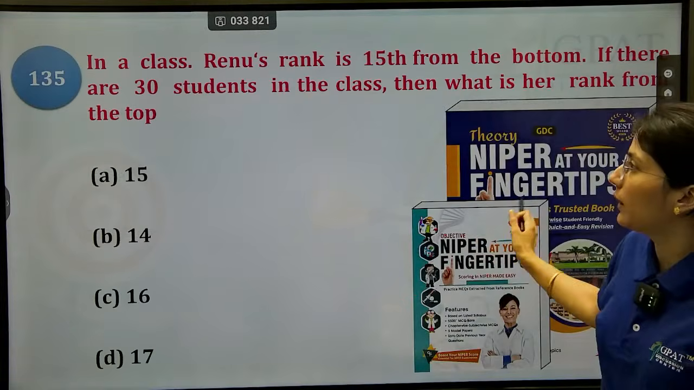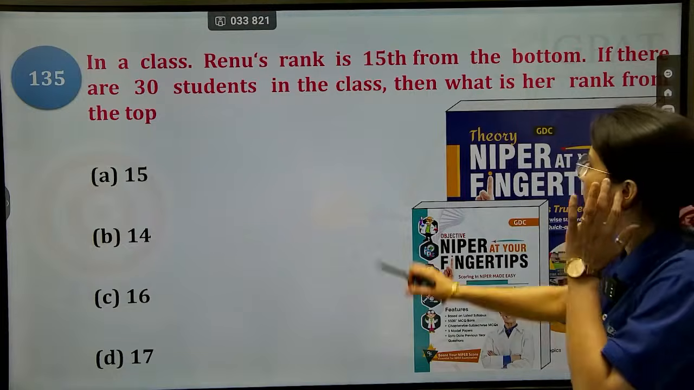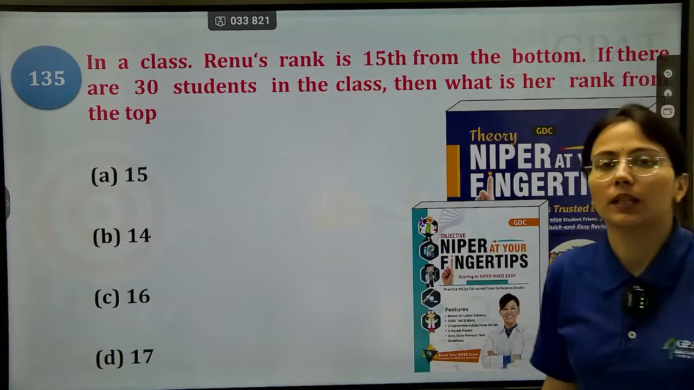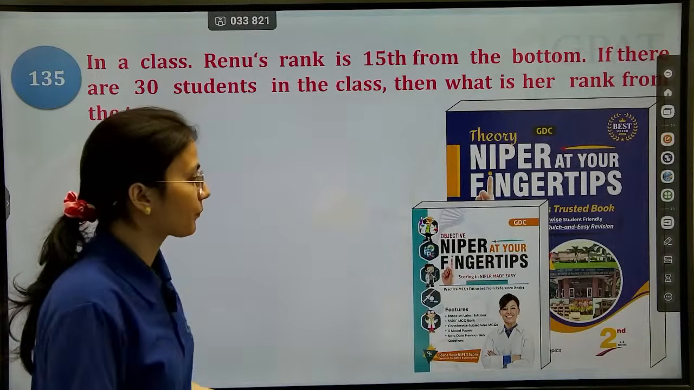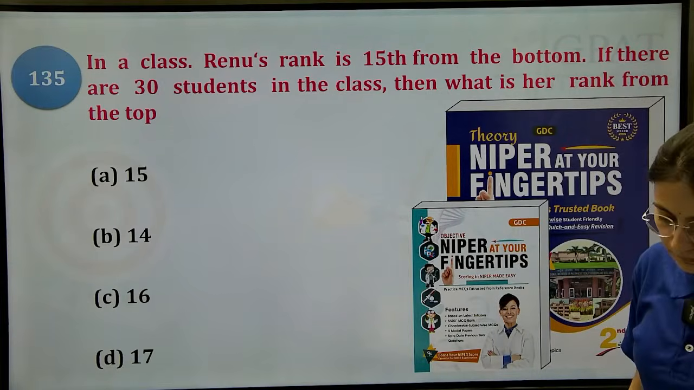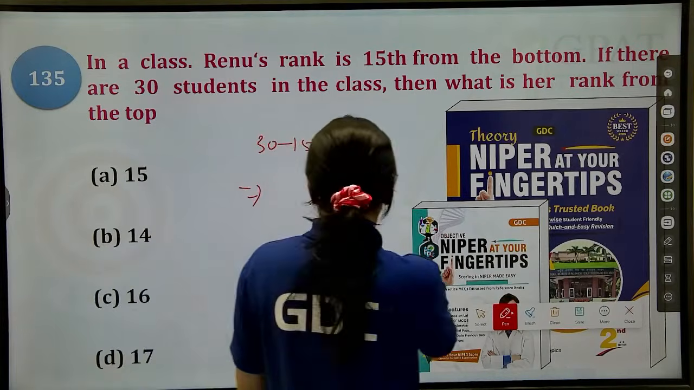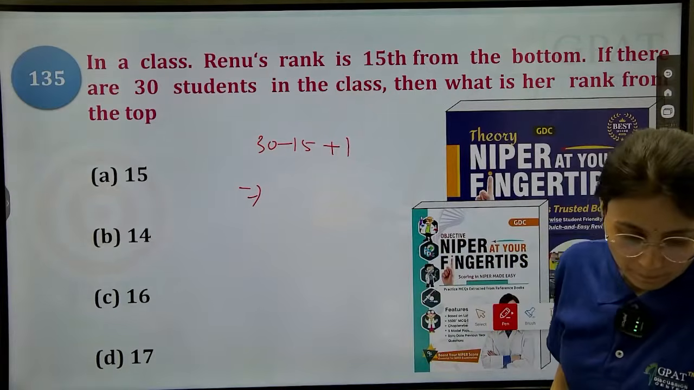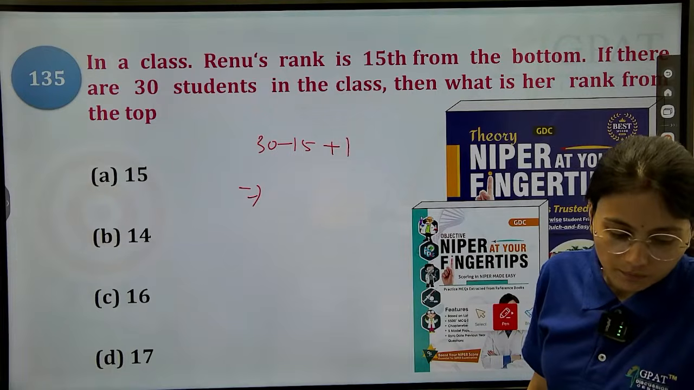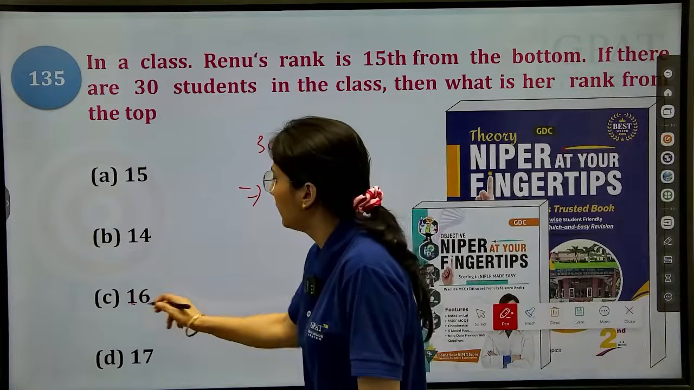Okay, now in a class, Renu's rank is 15th from the bottom. If there are 30 students in the class, then what is her rank from the top? That is 30 minus 15 plus 1, you will get your answer. So what is the answer? Vasundhara, 16. Yes, option C is correct.